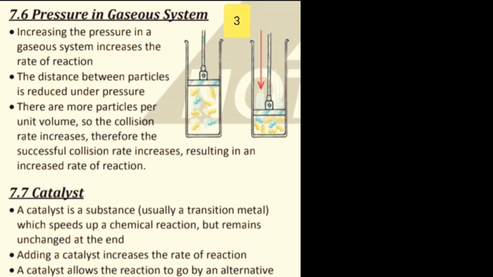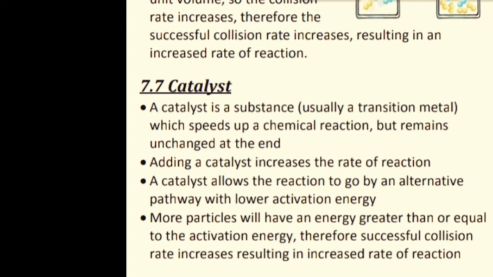For example, the Haber process. Haber process means production of ammonia. During production of ammonia, iron powder, iron, is the catalyst. It is a transition metal. Another example, the contact process. This is the process for production of sulfuric acid. During this process, vanadium pentoxide, V2O5, is the catalyst. So generally transition metals or their compounds act as catalysts.